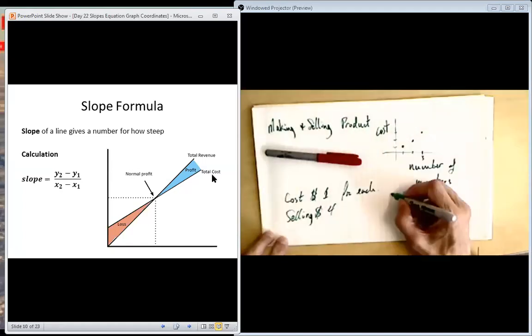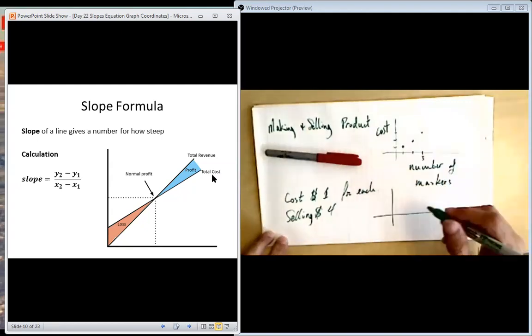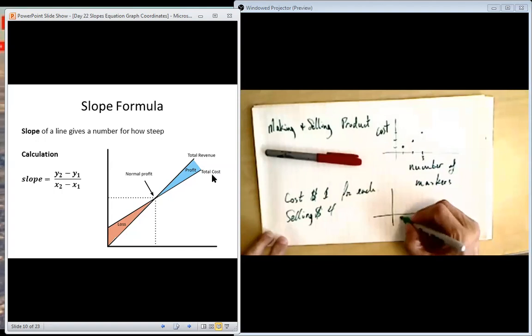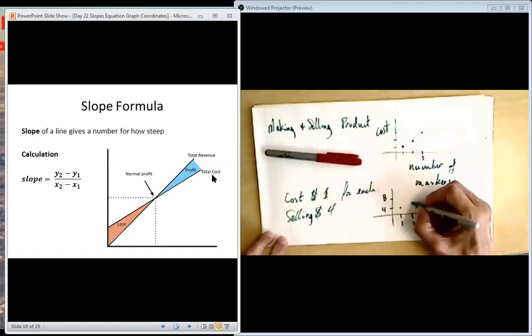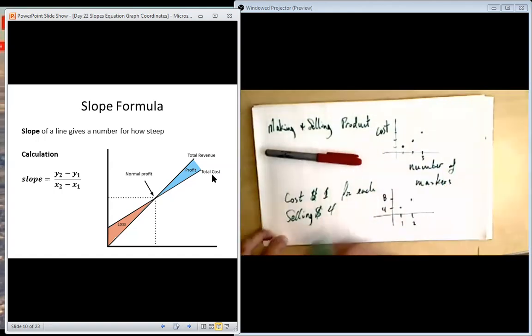And similarly, if you sell them, you can do the same. When you sell one, you get $4 coming in. When you sell 2, you get $8 coming in. And again, you can see the line starting to be created, right?